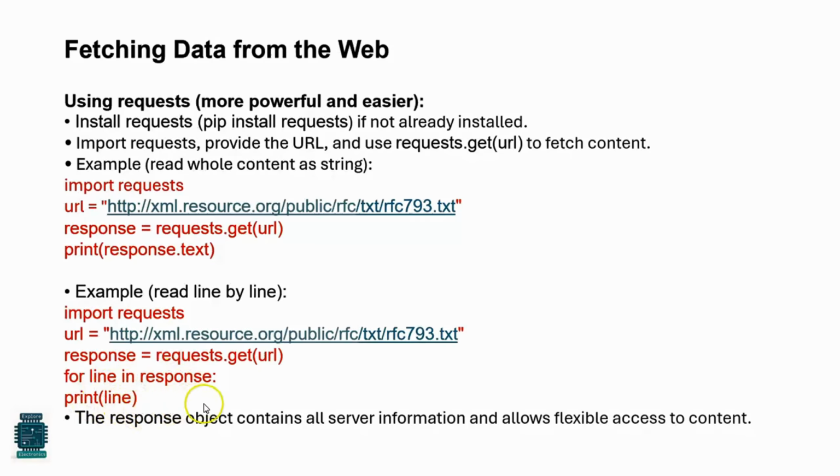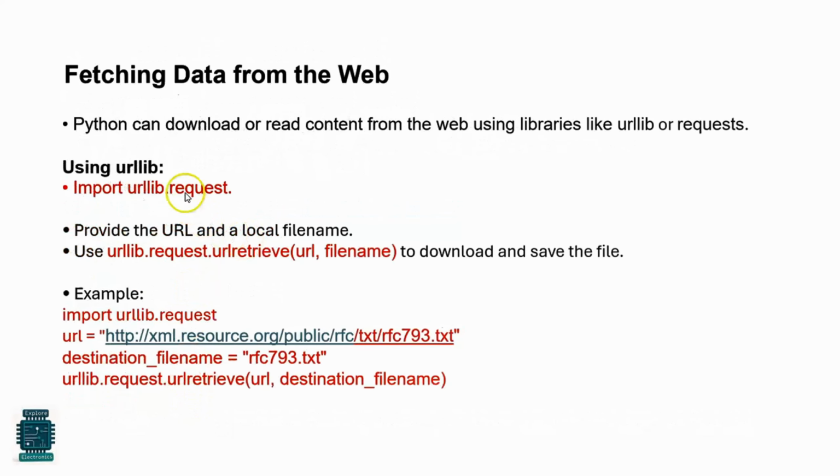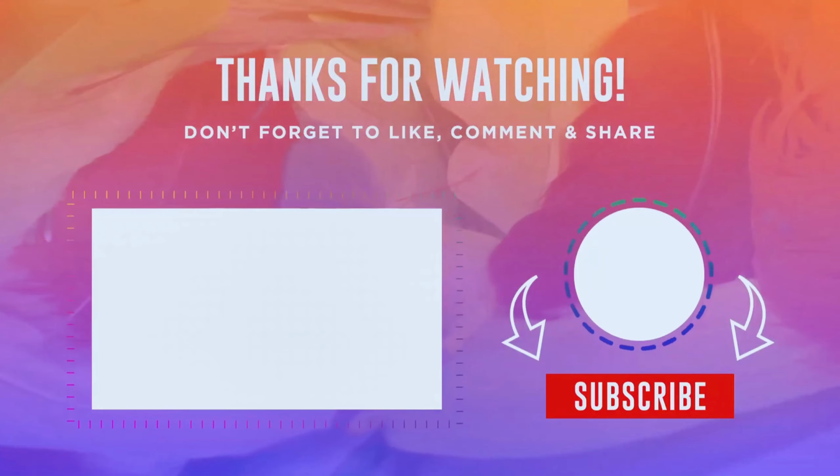Here the response object contains all server information and allows flexible access to content. Which means I am using the response object which contains all this server information, and it will allow flexible access to that specific content, which means I can easily access that specific content. Clear? This is all about fetching data from the web.